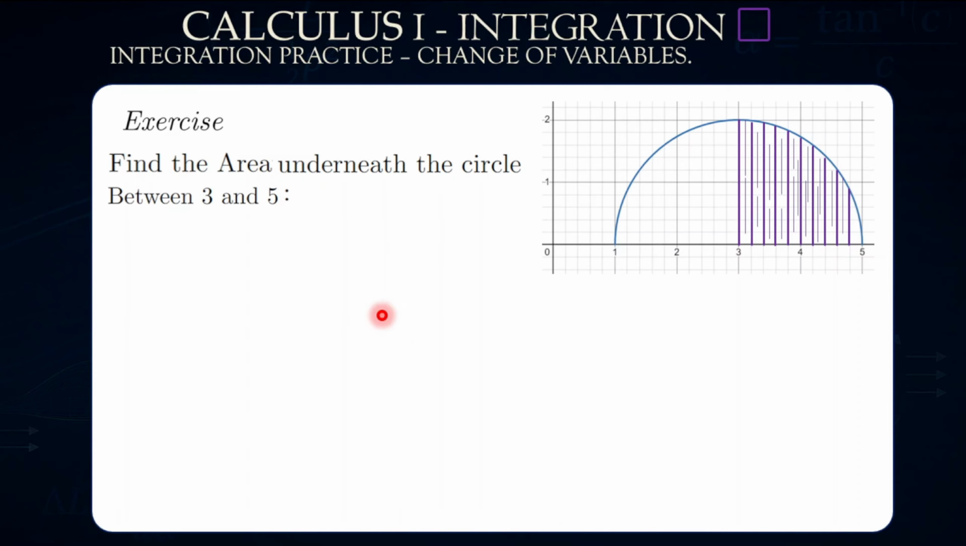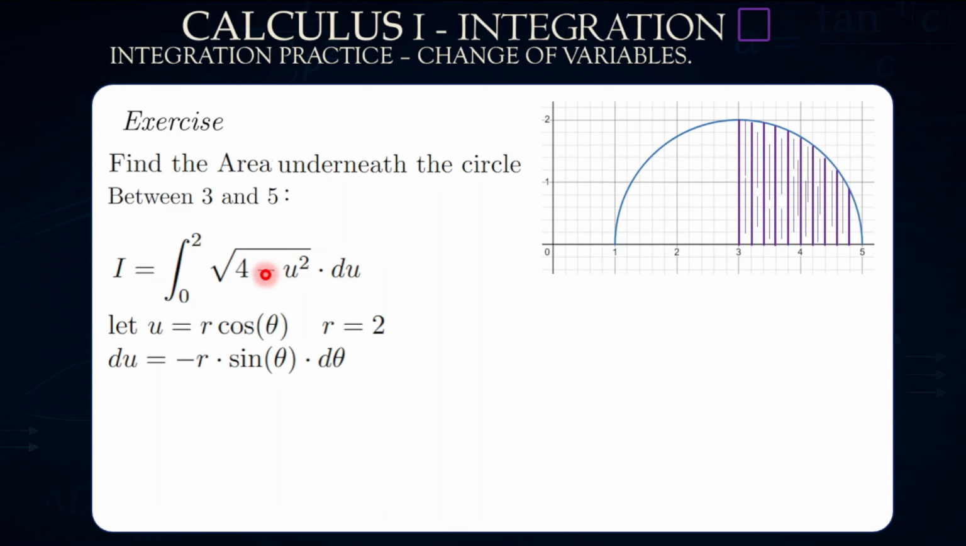So we converted the domain into I equal square root of 4 minus u squared du, and from x to u. So between 3 and 5 became from 0 to 2. Now again, another conversion. Since it is a circle, we need to use polar coordinates, which are x equal r cosine theta, y equal r sine theta. So let's suppose u is equal to r cosine theta. We are changing variables. Of course, r equal 2. Then du equal minus r sine theta d theta.